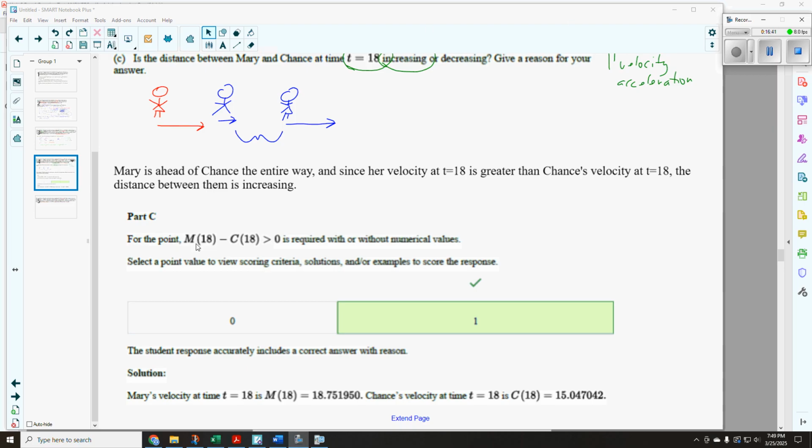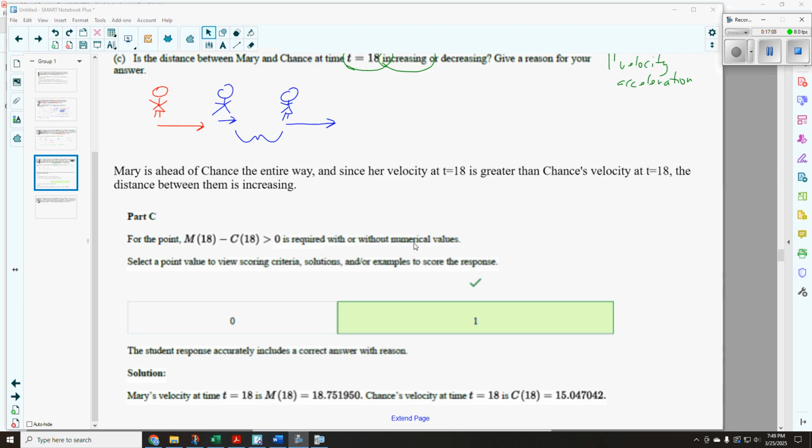They're phrasing it as Mary at 18 minus Chance at 18 has to be greater than 0. Actually, I think our way of presenting it is better because it might be less than 0, and then it would be wrong, right? But it is, and it says select the point value to blah blah blah blah. The student response accurately includes a correct answer with reason, and it says required with or without numerical values.